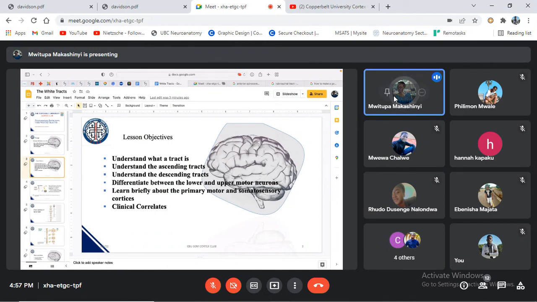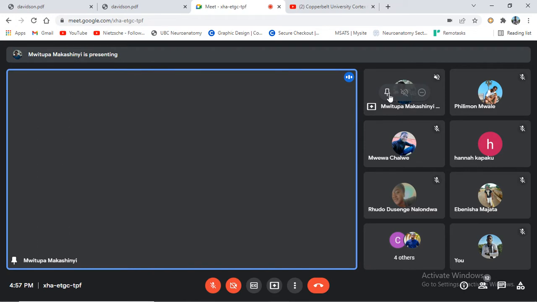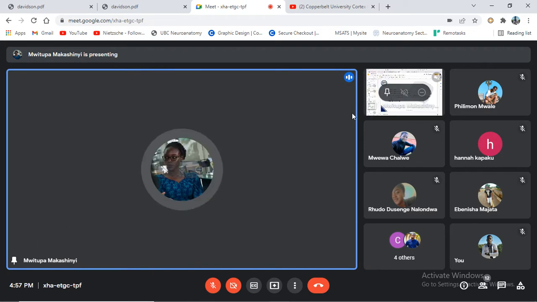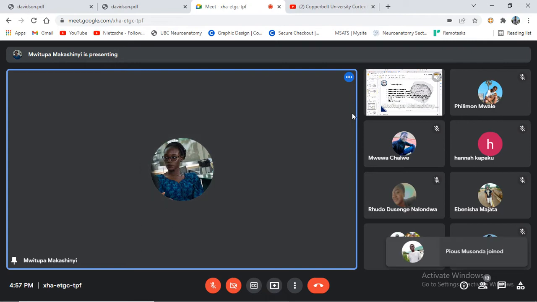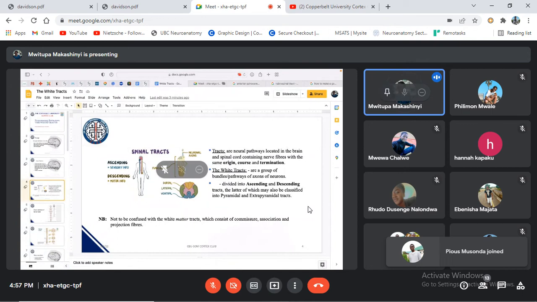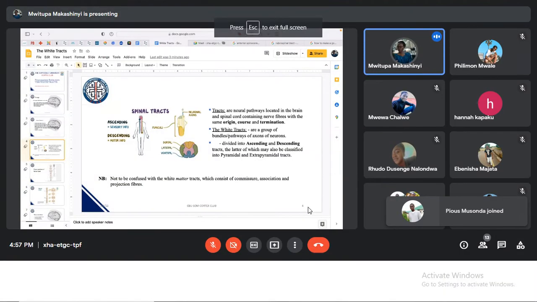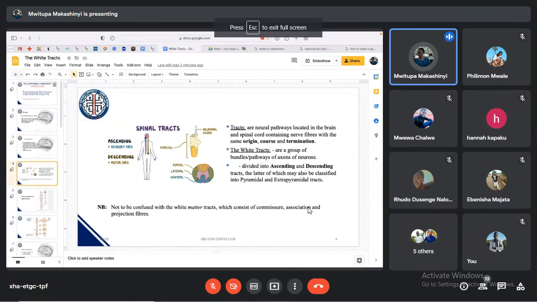For this afternoon, what I would want us to go through is what a tract is, and then we'll discuss the ascending and descending tracts, and we'll talk about lower and upper motor neurons, and then I'll just mention and define the motor and somatosensory cortices, and then we'll go through some clinical correlates as well.